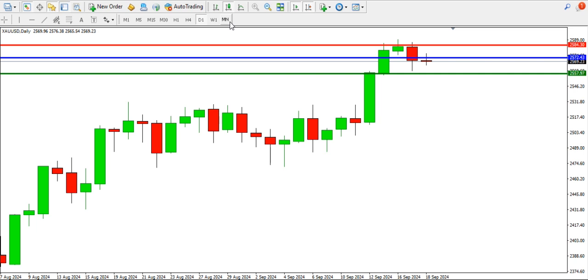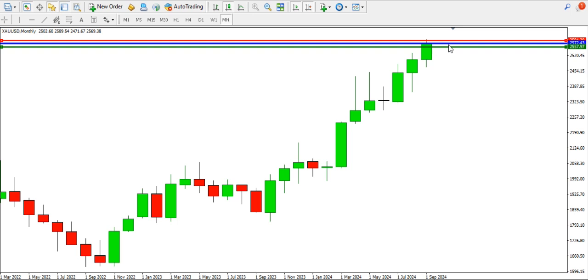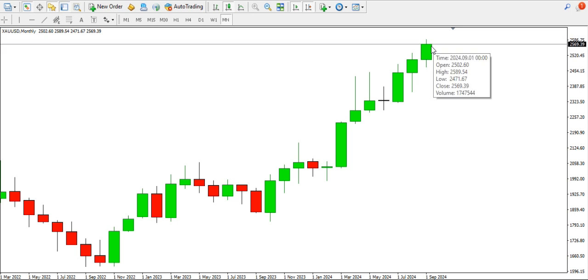Let's quickly look at the monthly time frame. The monthly time frame shows that this particular month of September 2024, the bulls are in control. The bulls have been in control in the last 3 months, except for this particular doji, where the bears attempted to balance, or where there was a kind of consolidation. But for the past 2-3 months, the bulls are still pushing the price of gold towards the 2600 level.